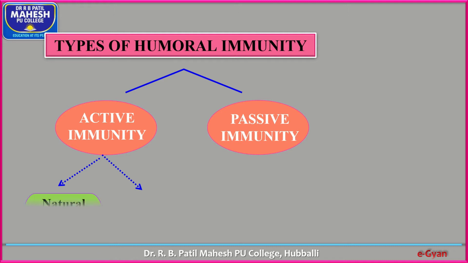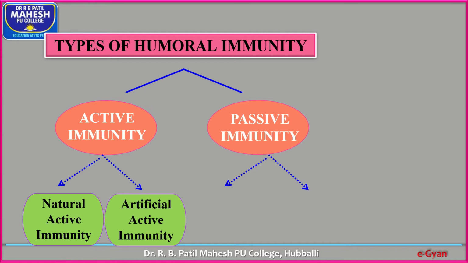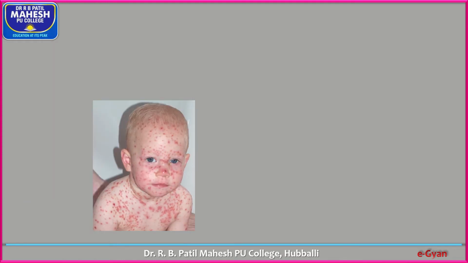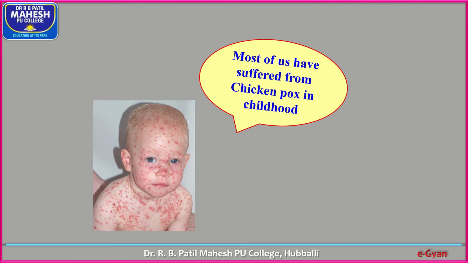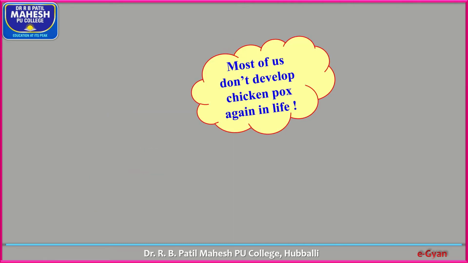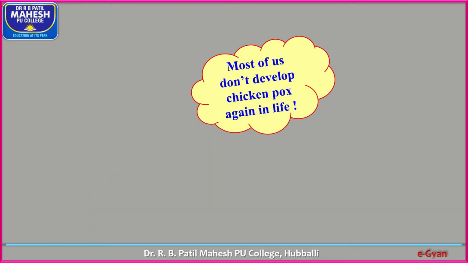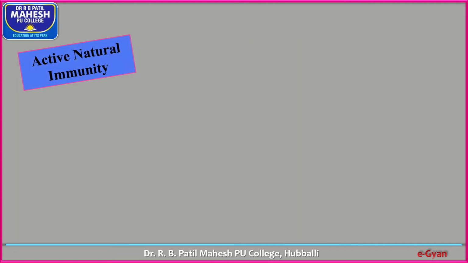Again, in active immunity, there are two types of immunity. One is natural immunity, another one is artificial. Passive immunity also has natural passive immunity and artificial passive immunity. So let us start with active immunity. Most of us suffered from chickenpox in childhood. Most of us don't develop chickenpox again in our lifetime, because this is what we call active natural immunity.